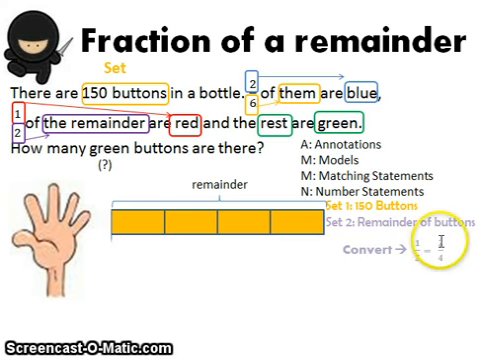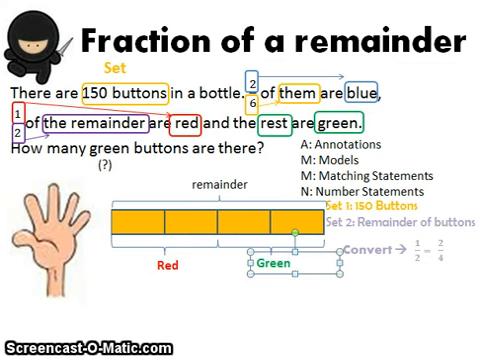Knowing this information, can we fill this into this model now? 2 out of 4 of them are red. Now, the rest are green. So we can also fill that in. And the question asks us, how many green buttons are there? So we're going to put a question mark over there.